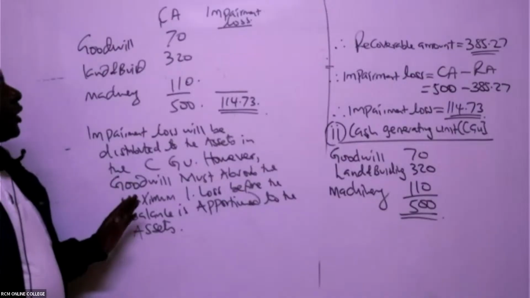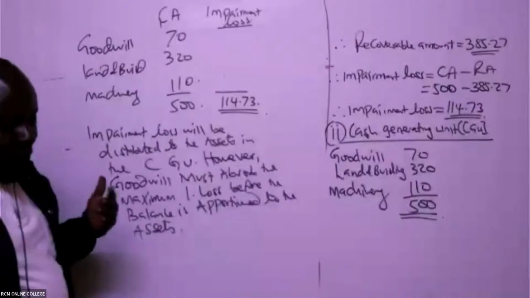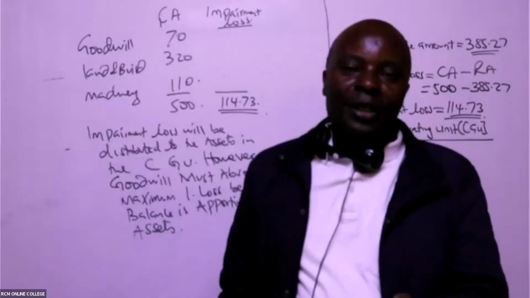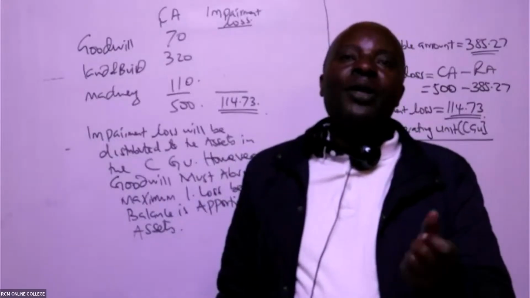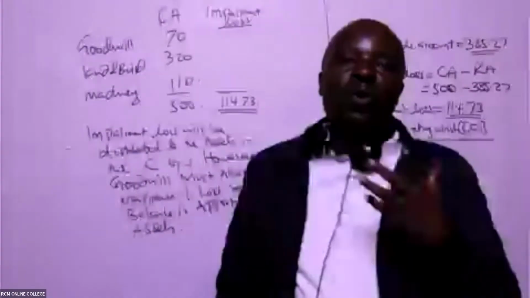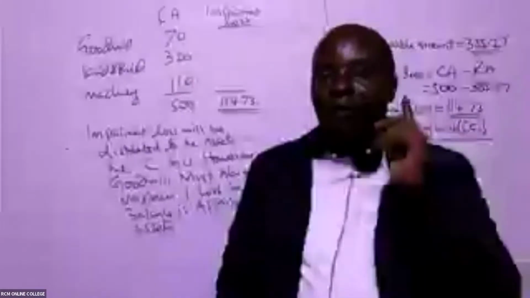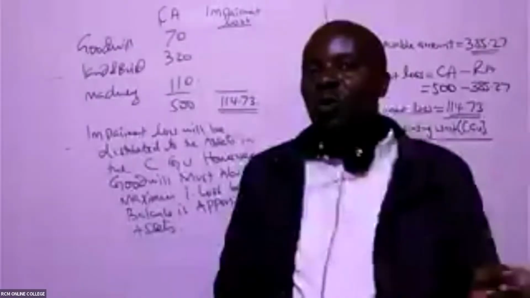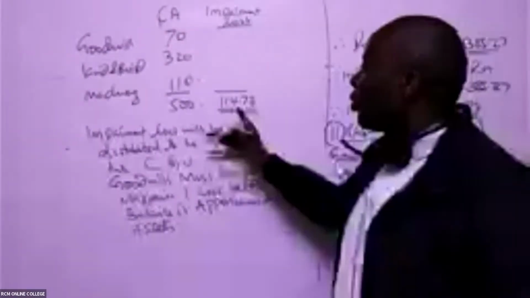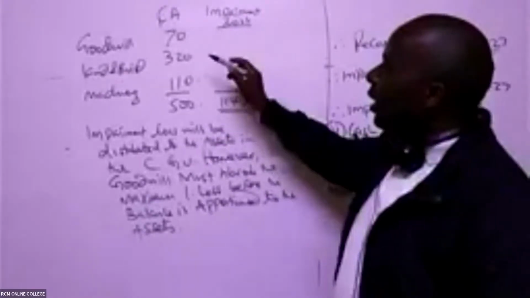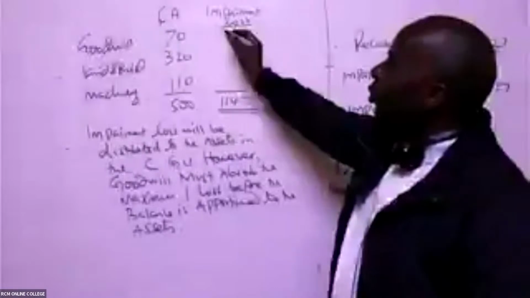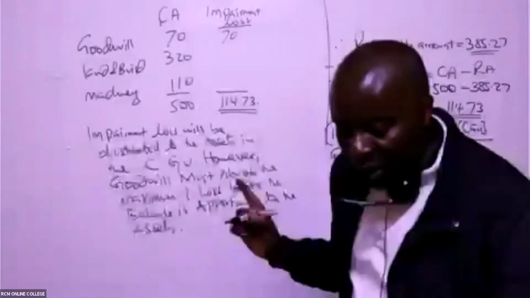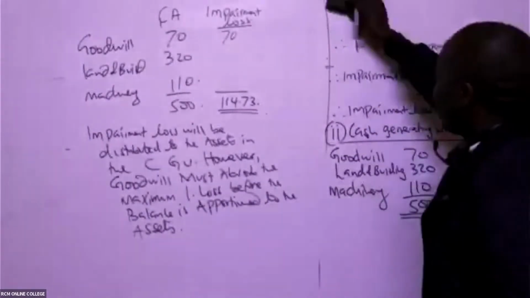So before you do anything, ladies and gentlemen, ensure that there is no way you will tell us that you are impaired, and then you tell us that you still have some goodwill. The moment you are impaired, your goodwill should be extinguished. So in the hierarchy of distributing impairment loss, the very first asset to suffer is goodwill. So like now here, fortunately, we can see this 114.73 loss covers this goodwill. So goodwill takes up how much here? 70. Goodwill takes 70. So what is the balance after, what is the impairment loss balance?